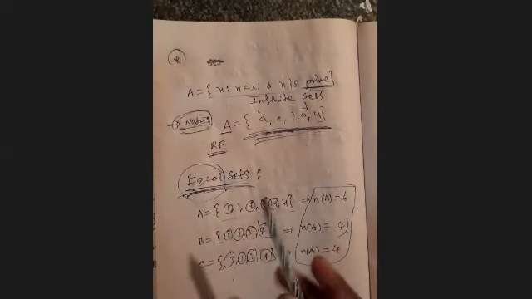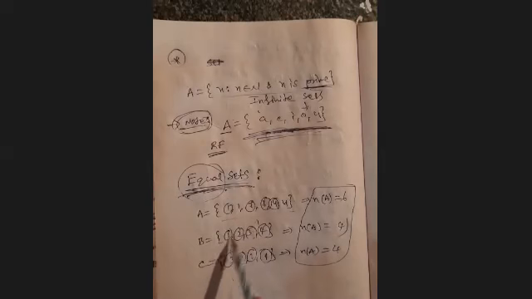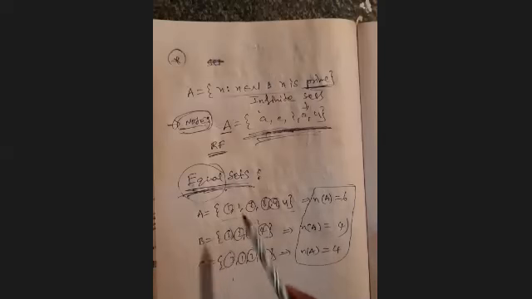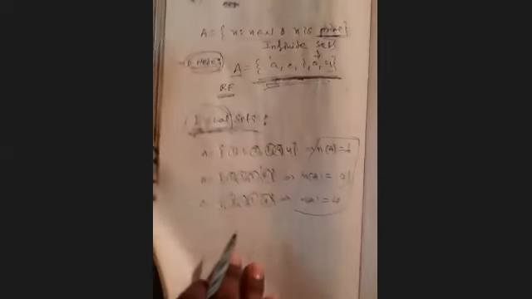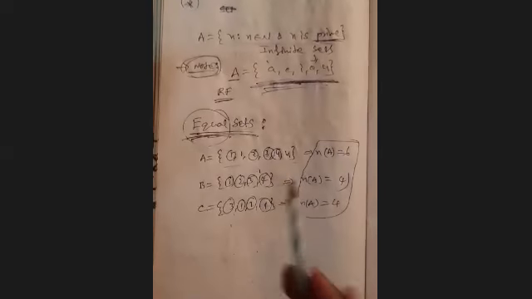But here the concept for equal sets is that the elements of every set should be the same. And if the same elements are repeated in any set, no problem. That is no problem for equal sets. So the conclusion is that the elements should be the same.